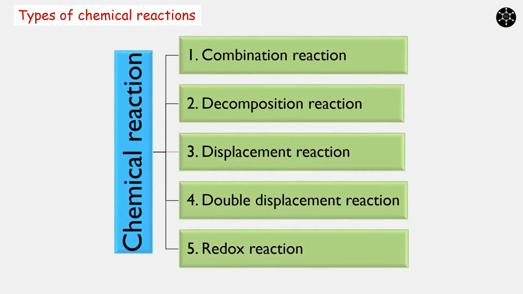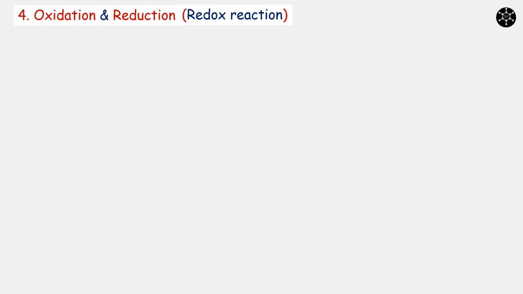Majorly, there are 5 types of chemical reactions: combination reaction, decomposition reaction, displacement reaction, double displacement reaction, and redox reaction. In this video, we will be discussing redox reaction. Before considering a redox reaction, we should first understand what is oxidation and what is reduction.